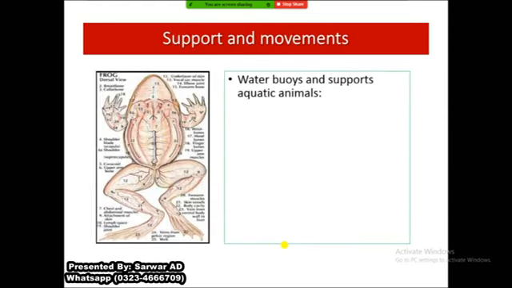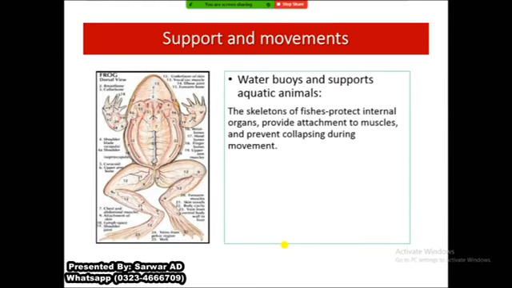Water provides buoyancy and supports aquatic animals. We know that generally water is very helpful in buoyancy, and it also supports aquatic animals.